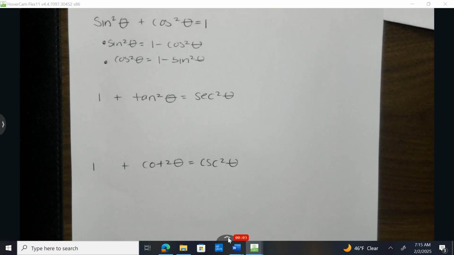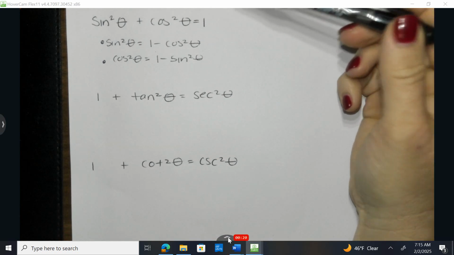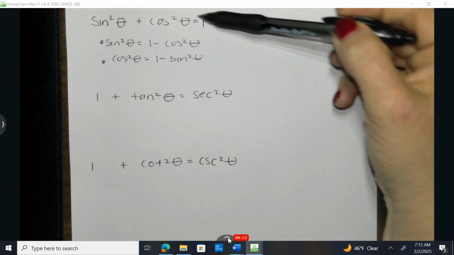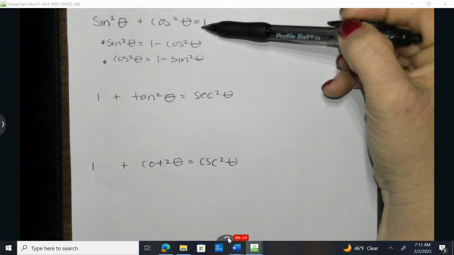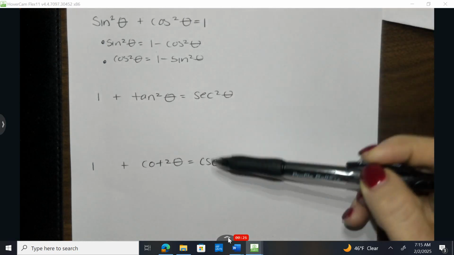Unit 11, Lesson 2. Lesson 1 and Lesson 2 is just a buildup of information. In both Lesson 1 and Lesson 2, students are asked to take trigonometric identities and use them to simplify trig expressions. And so in Lesson 1, I went over how we achieve this main formula, and then how we use it to derive these next two formulas.